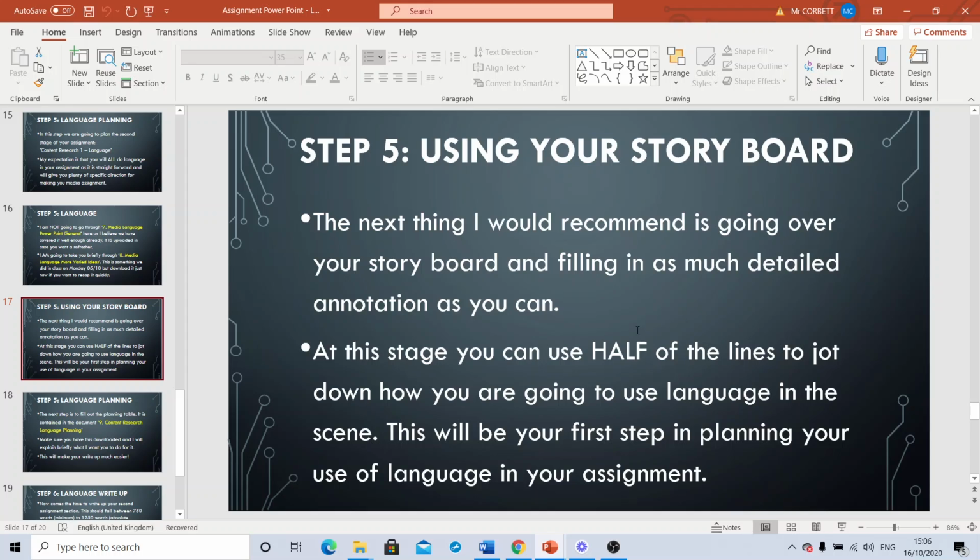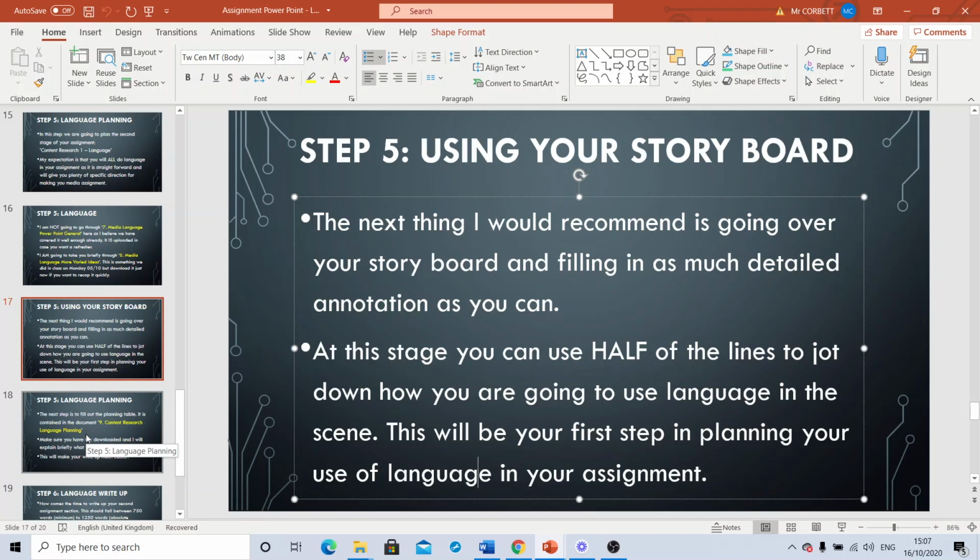What I'm going to allow is that you can use half of the lines now. So if you want to start filling in the space below with some more detailed notes of what you're going to do, you can use half of them to describe, firstly, what's going on, and secondly, mainly the language that you'll be using. Language is going to be your big focus on these storyboards, so I'm happy for you to take half of the lines to fill that in. Okay. I would strongly recommend you revisit your storyboard before we go on to the next slide, because the next slide is going to be you starting your official planning for your content research language section.